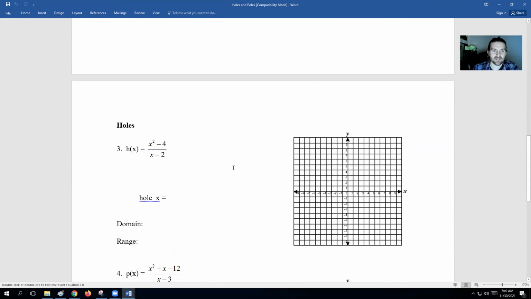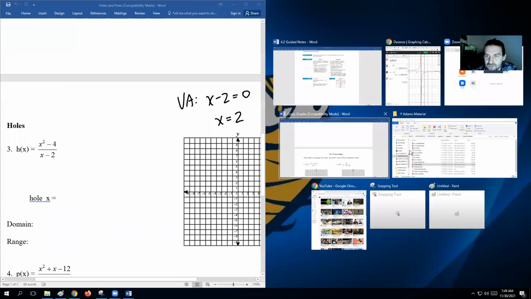So I'm going to do this one. You might look at this one here and think, okay, we would have a vertical asymptote when the denominator equals 0, right? Because that's what we've said. We have a vertical asymptote whenever the denominator equals 0. So we should have a vertical asymptote when x equals 2. So that means we should expect a break in the graph when x equals 2.